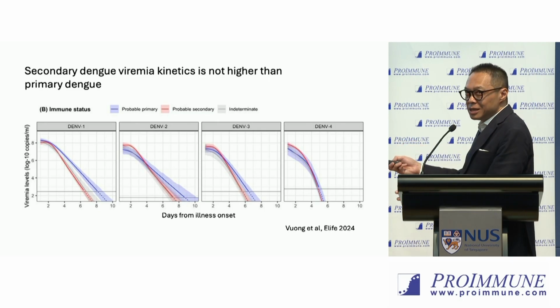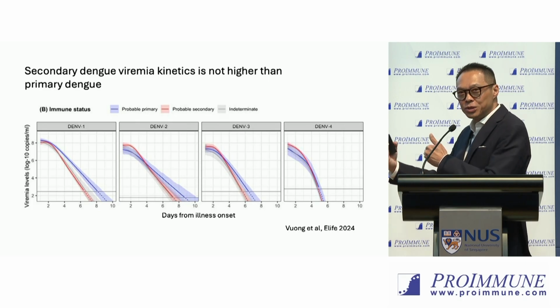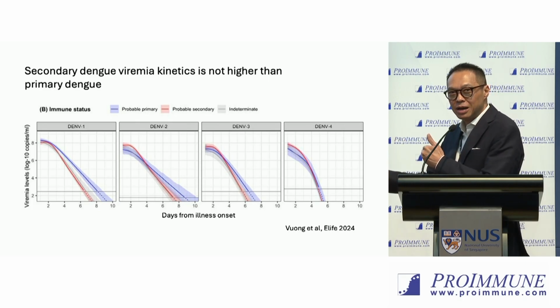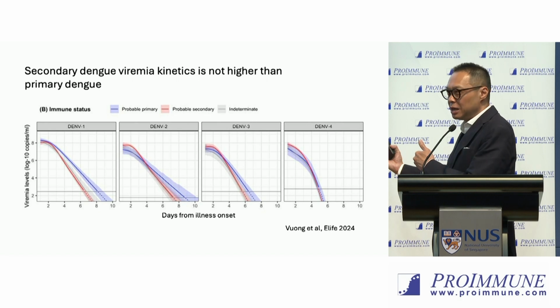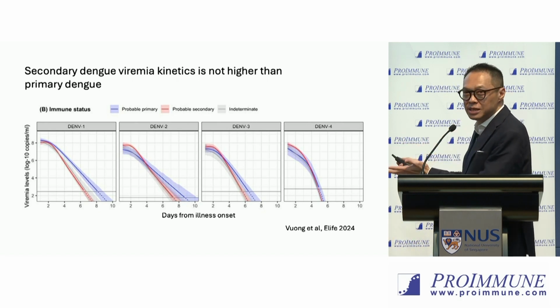And actually, you can see there's no difference in viremia. If anything, the dengue 1 viremia in the primary context is higher than secondary, which is completely contradictory to the way we think of antibody-dependent enhancement, which is an enhancement of virus replication in myeloid cells, but you don't see any clinical evidence of that, right?